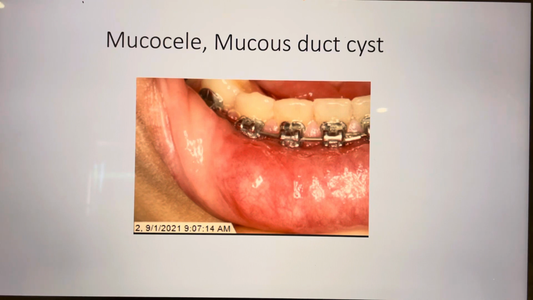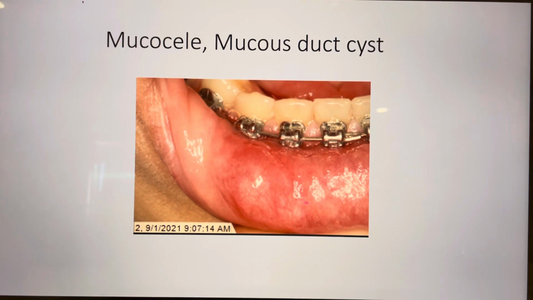I'm sure all of you have seen this. Usually it is on the lower lip. It's a dome shaped cyst that looks like a balloon structure, and it's under the surface mucosa.